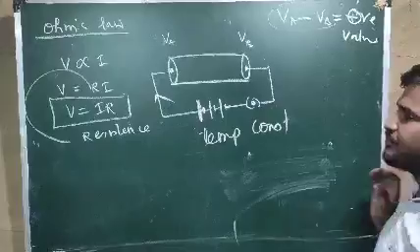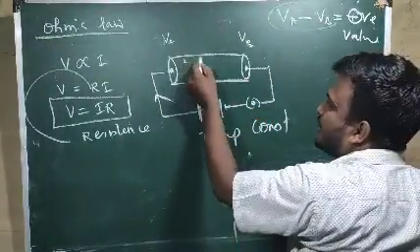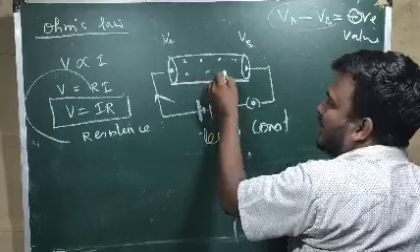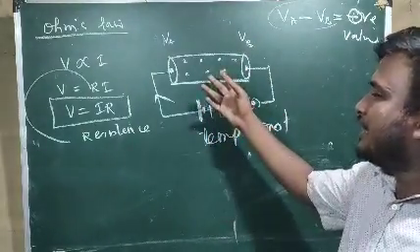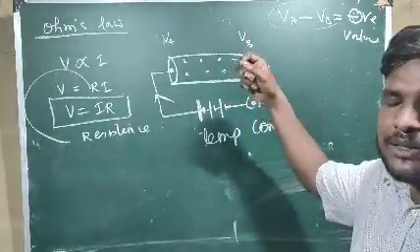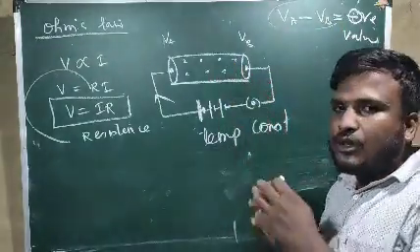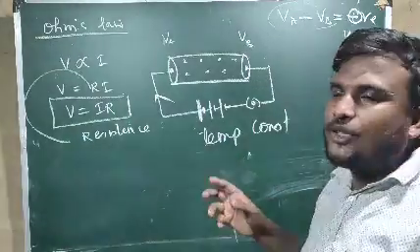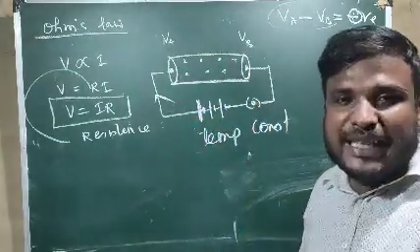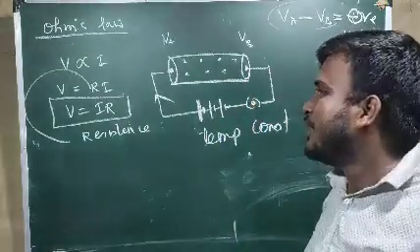Similarly, if you increase the temperature, what will happen? These electrons are in random motion, as I already told you in the previous video. If temperature is increased, the electrons will collide more rapidly. Then to move from one point to another, it will take more time, so current will not be uniform.